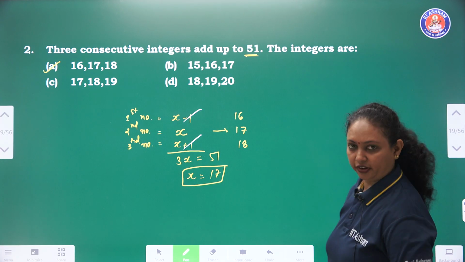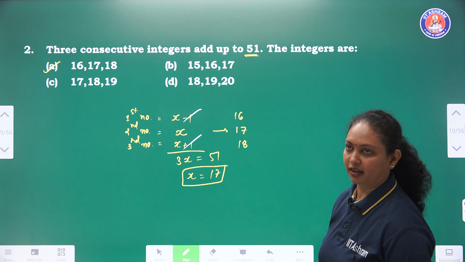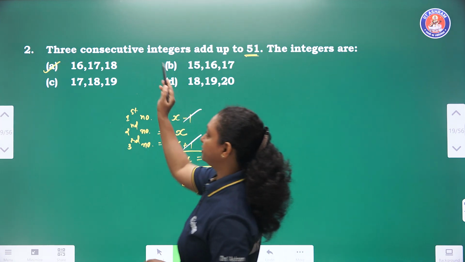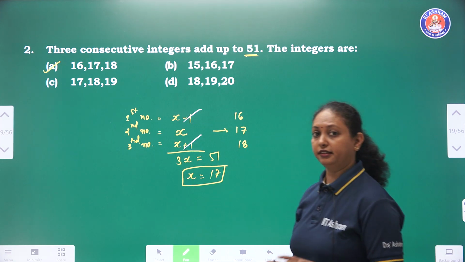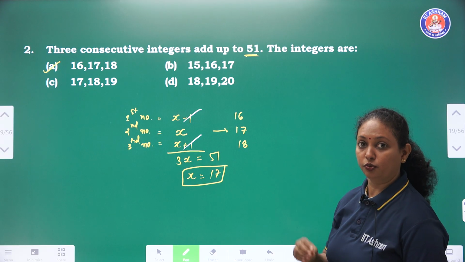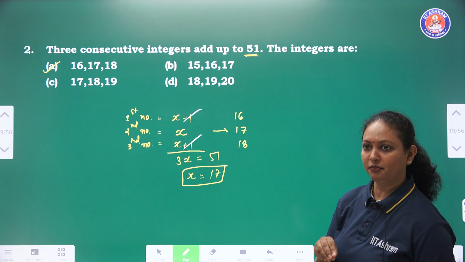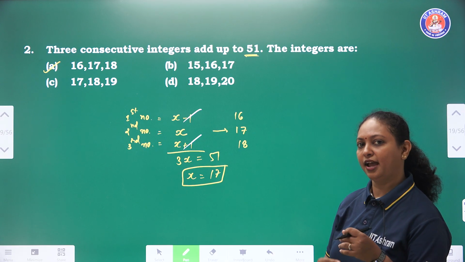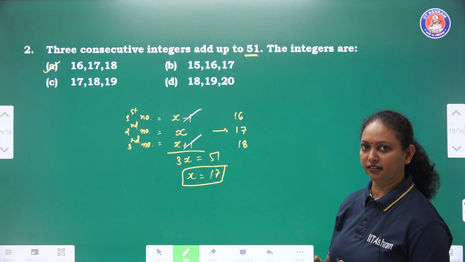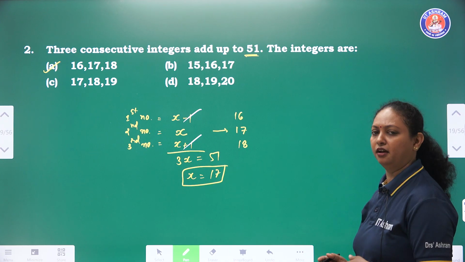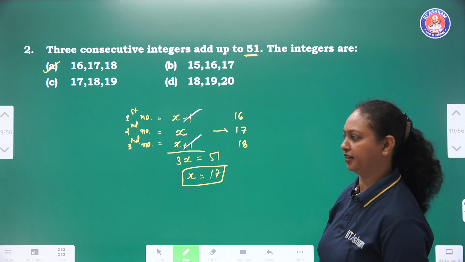तो एक शॉर्ट ट्रिक बता देते हैं कि जब भी ऐसे नंबर आते हैं, so if they are consecutive integers, then directly divide whatever sum is given to you by 3. So you will get the middle number, subtract 1 from it, add 1 to it and find the predecessor and the successor of that number.